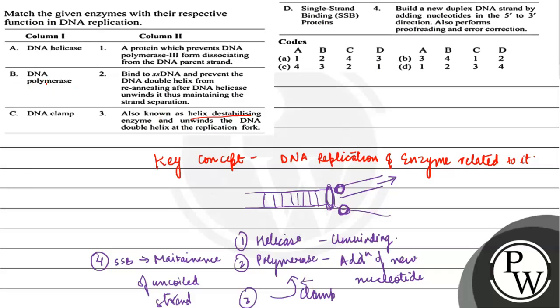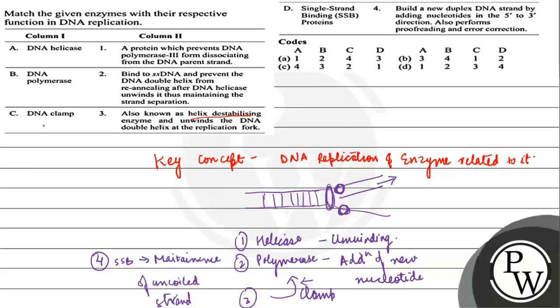Now moving further, polymerase helps in building a new duplex DNA strand by adding nucleotides in the 5' to 3' direction. It also performs proofreading and error correction. So these are the functions of polymerase itself. So B will belong to 4.